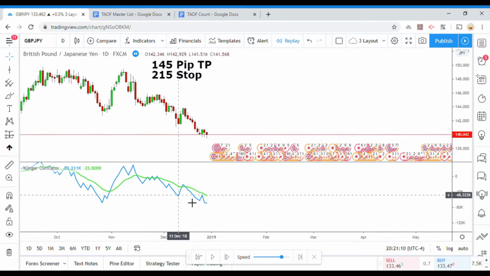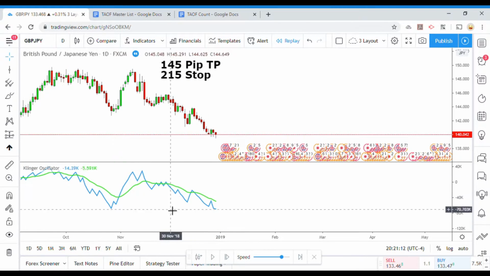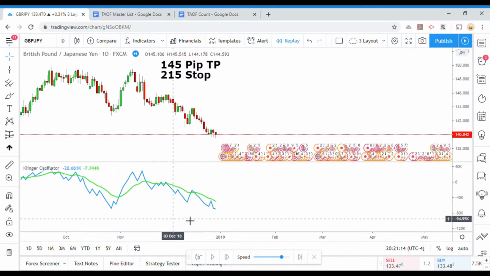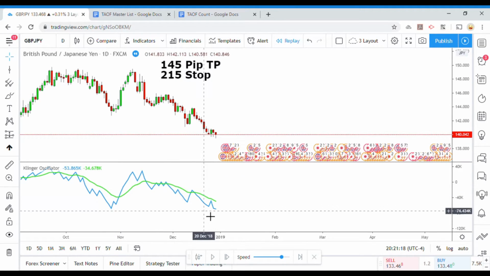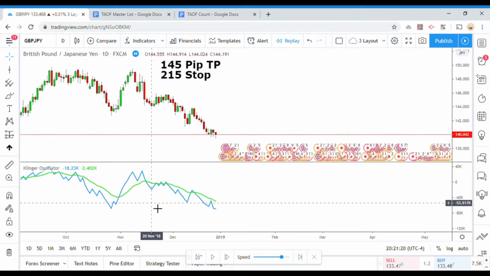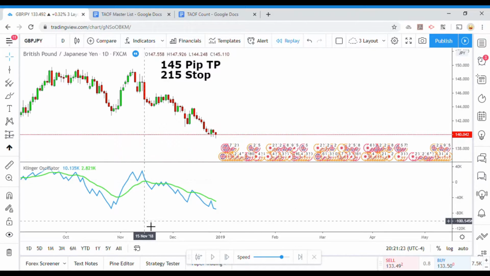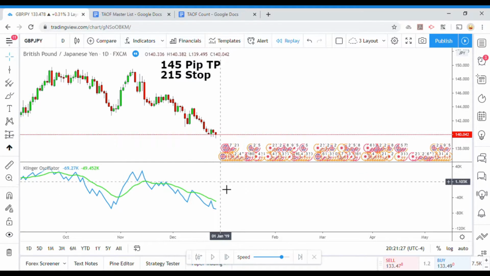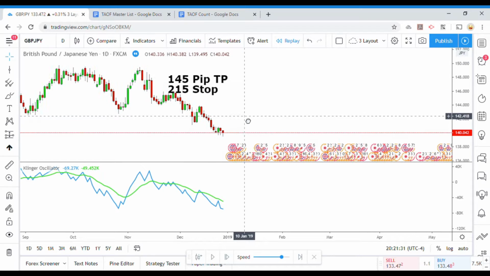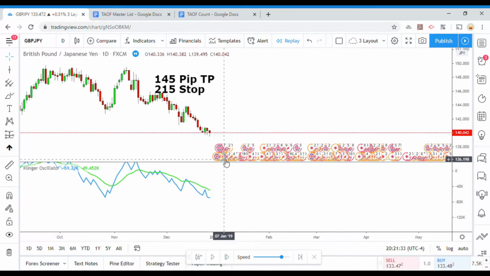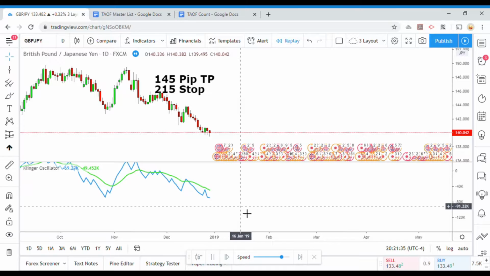So, the Klinger Oscillator. It basically is a 2-line oscillator. You have the blue line, you have the green line. When the blue crosses the green either down or up, it is a sign to go short or long. Pretty simple, and that's what we will be working with. So, let's get this show on the road.